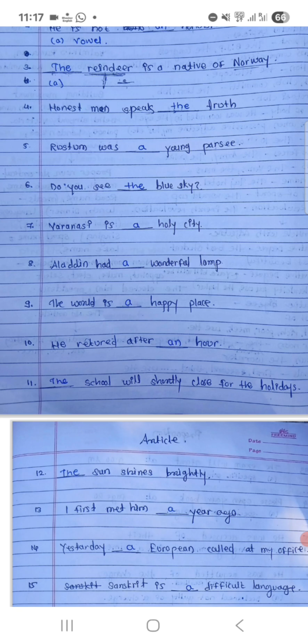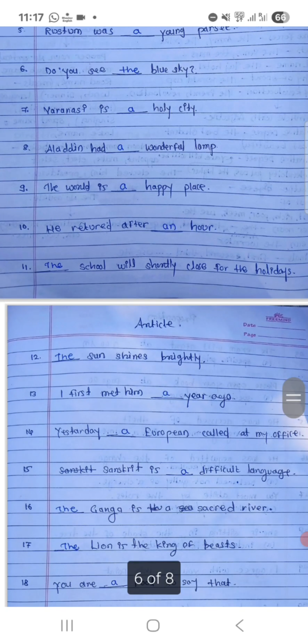Next, he returned after an hour. That means hour, not a hour, not hour. Hour is a vowel sound, so use an. Next, dash school will shortly close for the holiday. Talking about the school and the holiday: the school, not a school. This school, because you know about that school, we go to the school daily, so there use the definite article the.